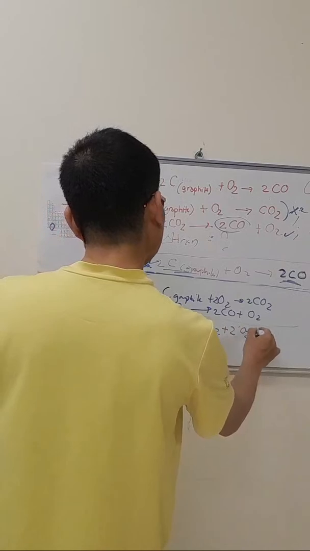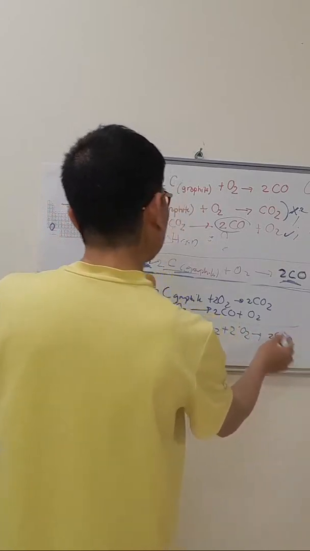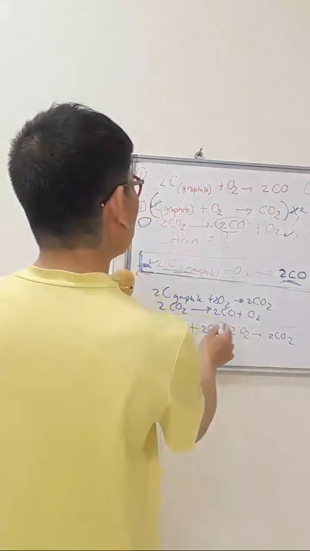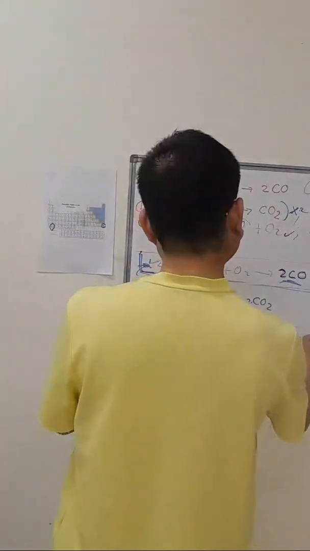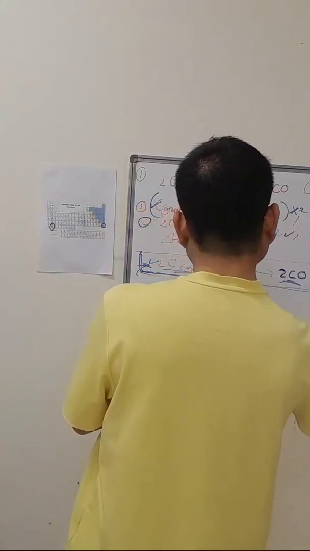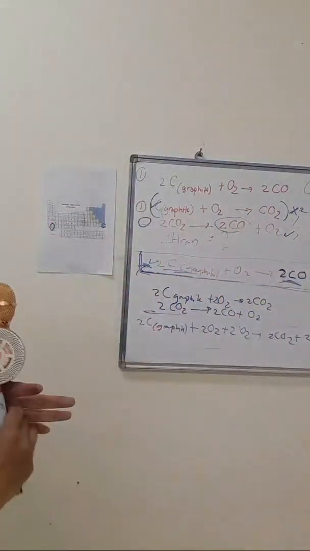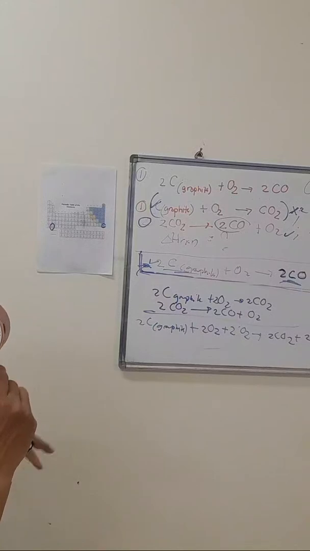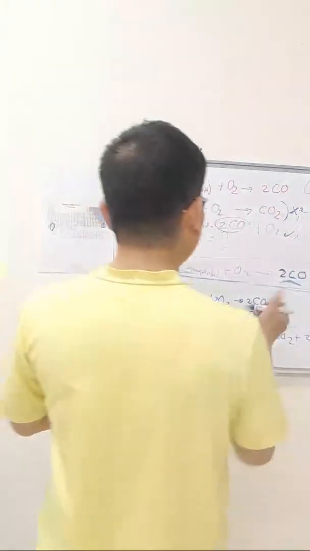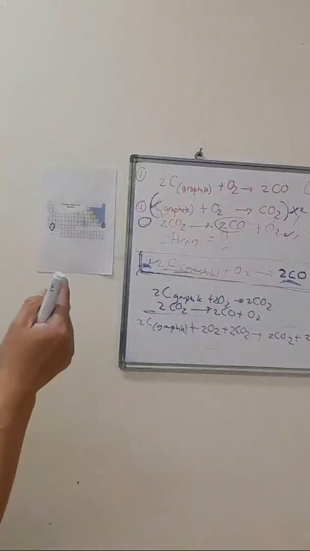Plus 2CO2, so that is now your product. And plus 2 moles of carbon monoxide plus 1 mole of oxygen gas. 2CO2, 2CO plus oxygen gas. 2 graphite, 2 moles, 2CO2. Review properly because it will be wrong if you do not review. And then 2CO2, 2CO plus oxygen.